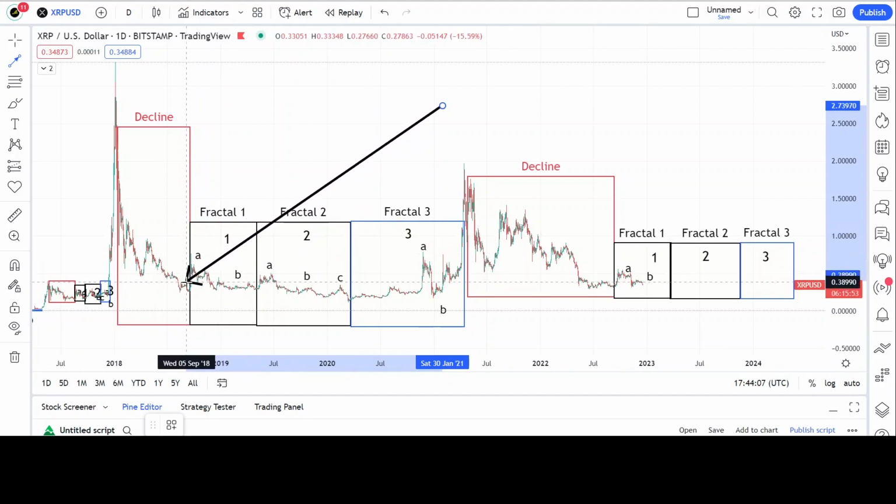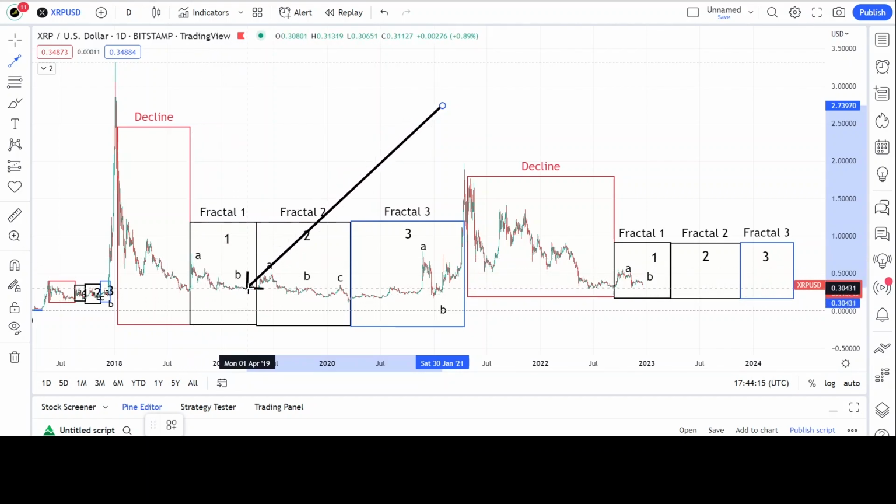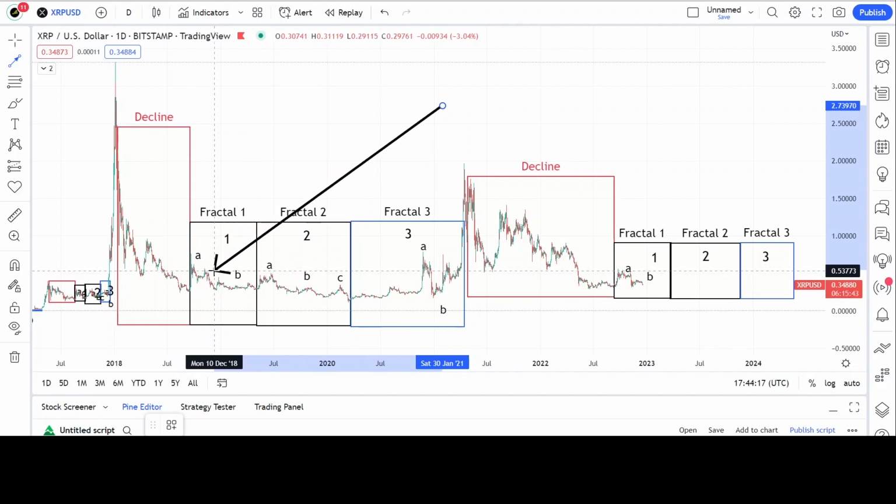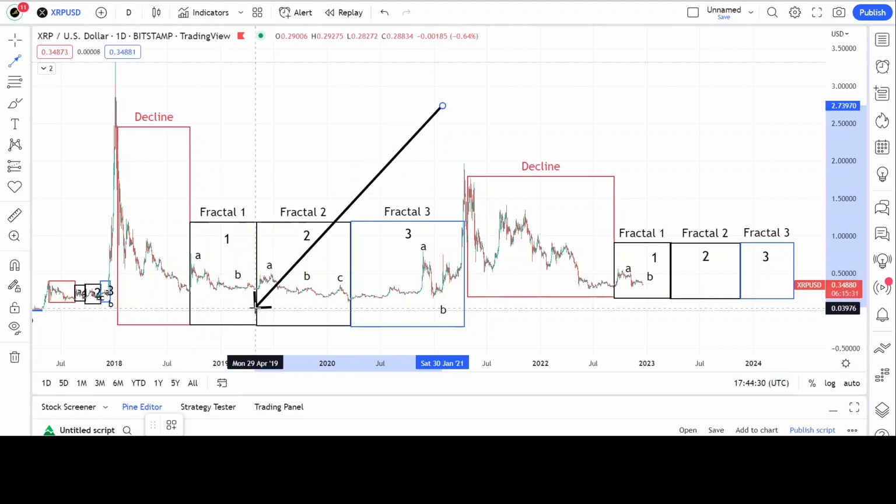So fractal 1 has 2 parts. Price moves up and forms a peak, and this is part A. Part B is the part that goes flat and sideways. Now, sometimes this fractal has a different structure to it. Instead of going flat and sideways at B, it continues to drop further down.